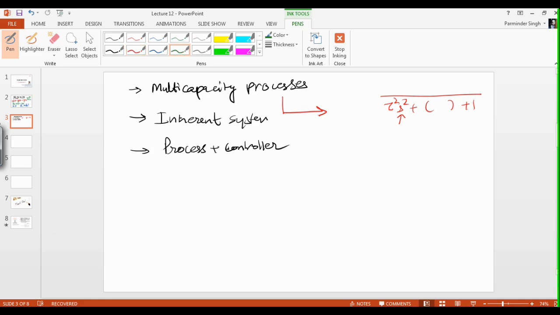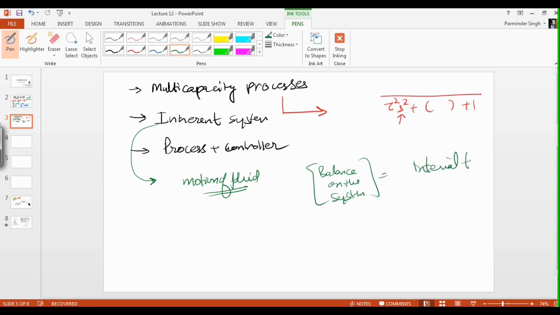Then comes inherent systems. Now what are inherent systems? Inherent systems are those systems where their behavior is by default second order. For example, in the chemical industry we normally deal with the motion of the fluid. Now if you apply the balance on the system where there is a motion of the fluid, it is encountered by the inertial forces.